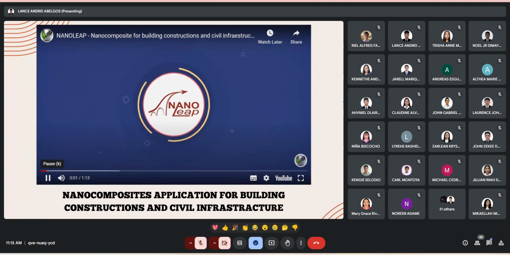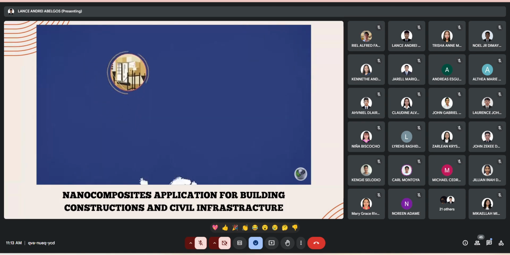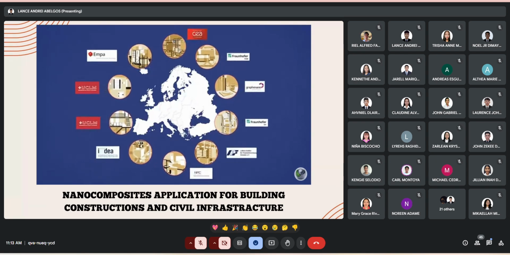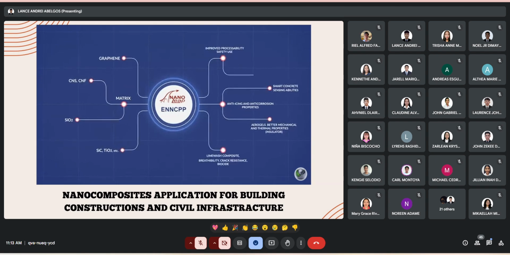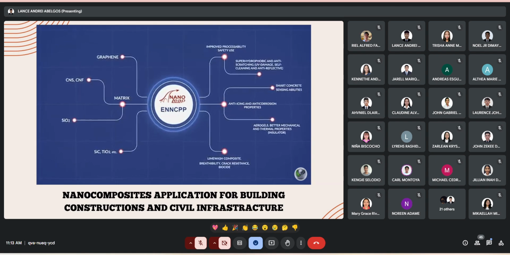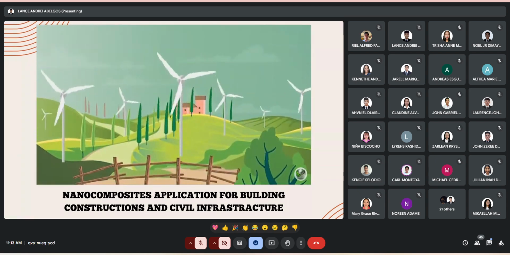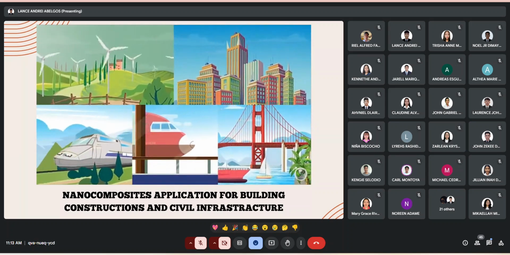The NanoLeap project is developing a coordinated network of specialized pilot lines for the production of nanocomposite-based products for different civil infrastructure and building applications. The goal of this network is to support the research activities of European SMEs in the construction sector in nanocomposite products, enabling the progress of the product to next steps of technology deployment in order to facilitate their further adoption by the entire construction chain.